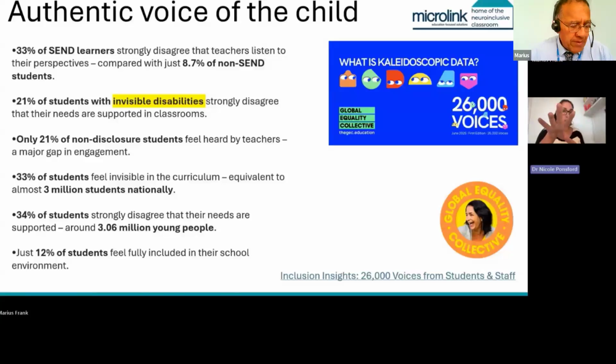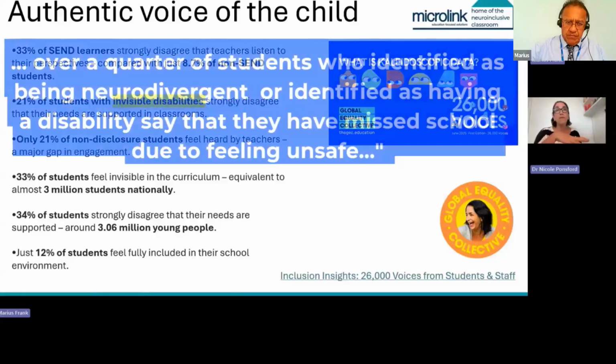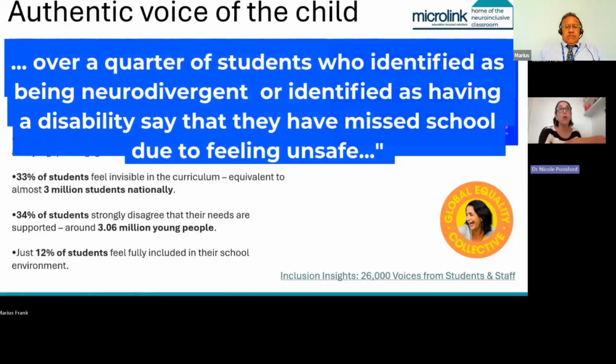And I will talk to this in just a moment, but I was just having a little look at the report that we'd created, the 26,000 voices, and over a quarter of our students that identified as neurodivergent or as having a disability say that they've missed school due to feeling unsafe in school. And I think this is really where we start to see the terminology around the new Ofsted framework, which is, in their words, achieve, belong and thrive. I think that we actually need to be thinking that belonging needs to be done first to unlock the potential so our young people can achieve and then go on to thrive.